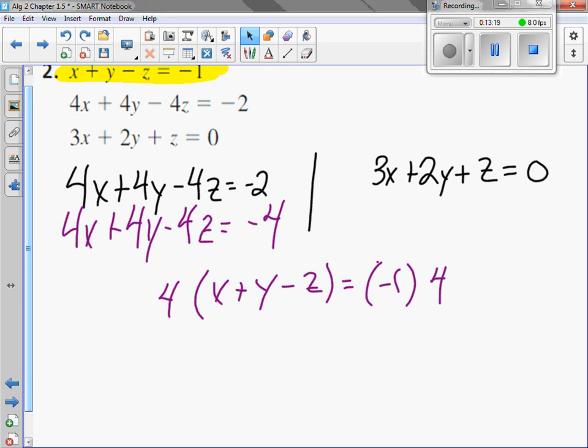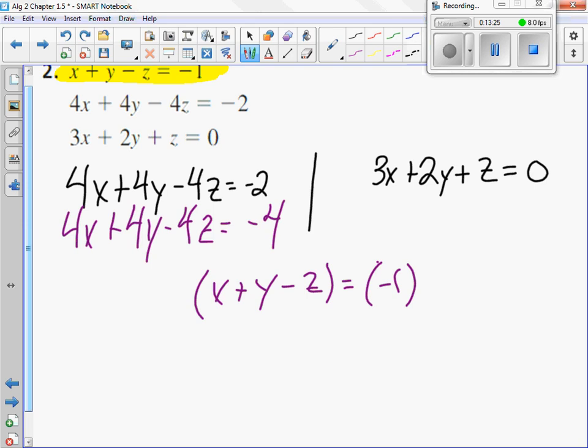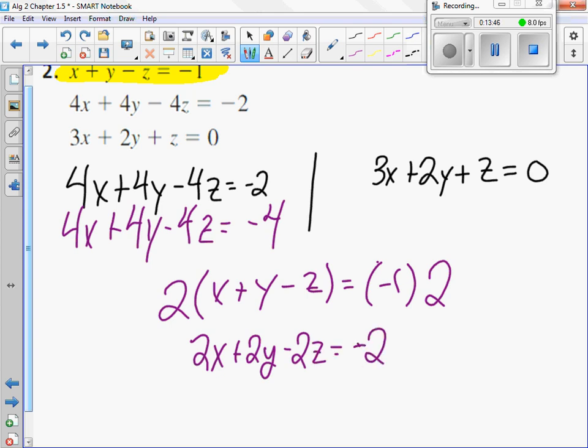Now we need the y values to be the same here too. So we won't use 4, we're going to use what? 2. Since this y value has 2, this one has 1, we need to multiply it by 2. 2 times x is 2x. 2 times y is 2y, and 2 times z is -2z. -1 times 2 is -2.